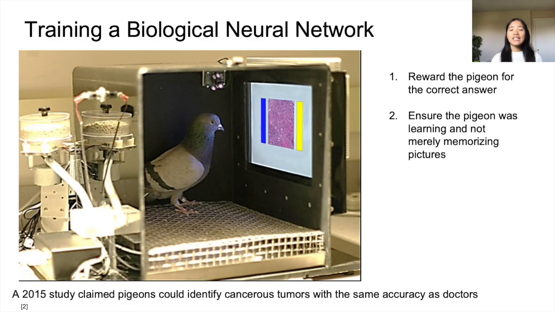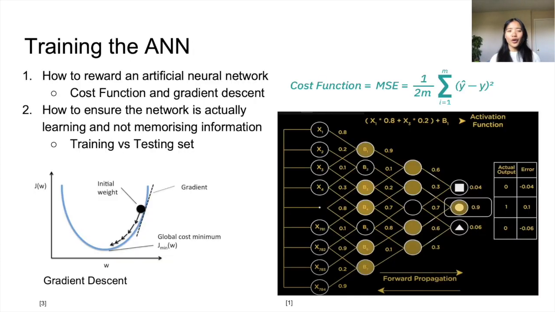So we can take this exact same approach in how we train an artificial neural network. How do we reward a computer system or an artificial neural network? To do this, we use something called the cost function.